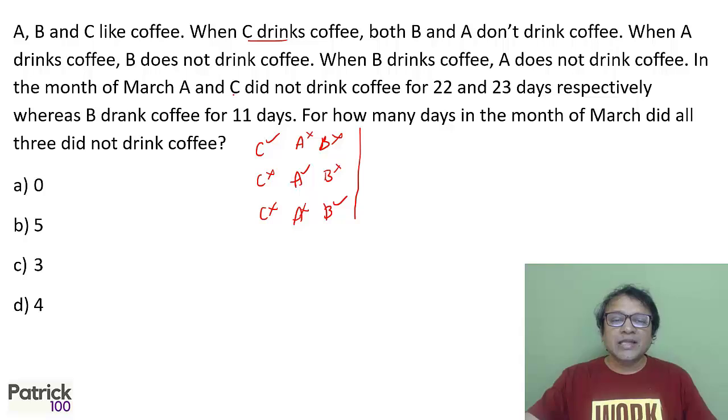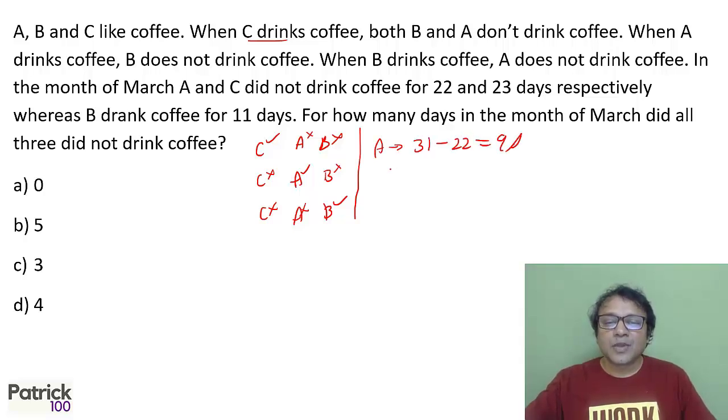So in the month of March, A and C did not drink coffee for 22 and 23 days. Out of 31 days, which means A must have drunk coffee for 9 days and C must have drunk coffee for 8 days.